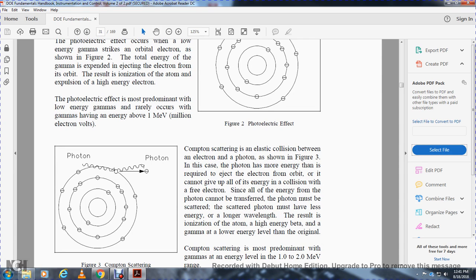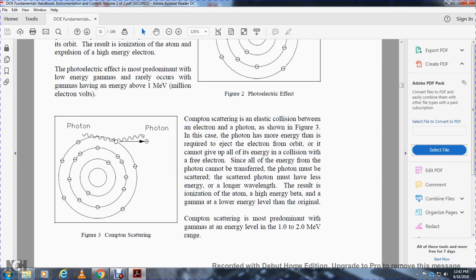Compton scattering is an elastic collision between an electron and a photon, shown in figure 3. In this case the photon has more energy than required to eject the electron from the orbit. It cannot give up all of its energy in a collision with a free electron, since all of the energy of the photon cannot be transferred. The photon must be scattered. The scattered photon has less energy and a longer wavelength, resulting in ionization of the atom by a higher energy beta and a gamma of lower energy than the original. Compton scattering is more predominant with gamma energy levels in the range of 1.2 to 2 million electron volts.